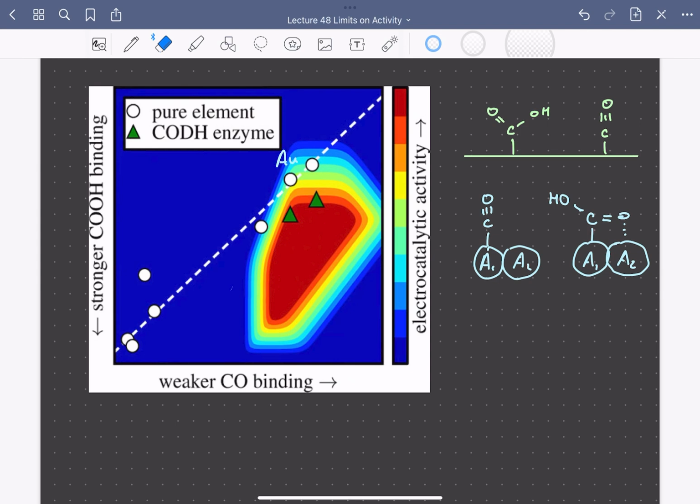So here we've seen that scaling relations can impose limitations on the activity of metal catalysts by not allowing us to independently optimize the energetics of different reaction steps. We've also seen that three-dimensional active sites, such as those present in enzymes, can overcome these activity constraints.